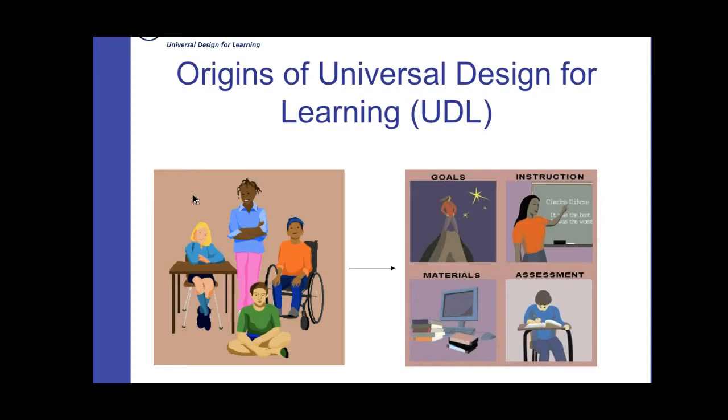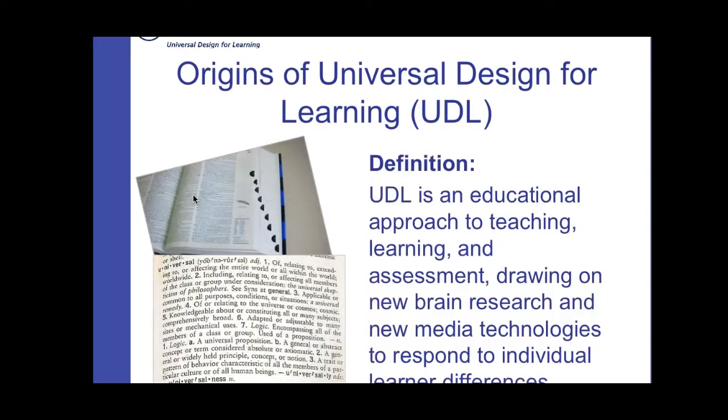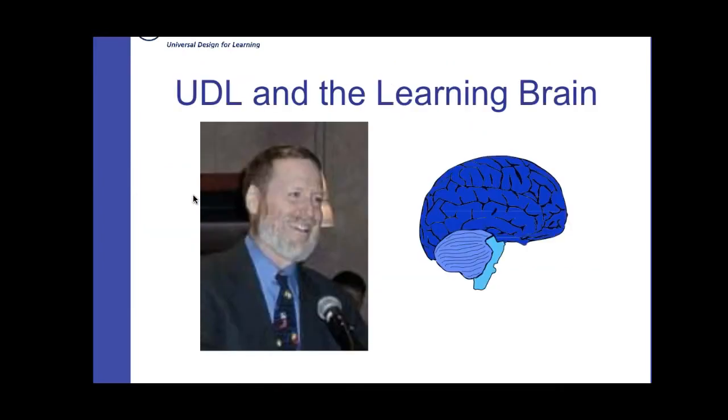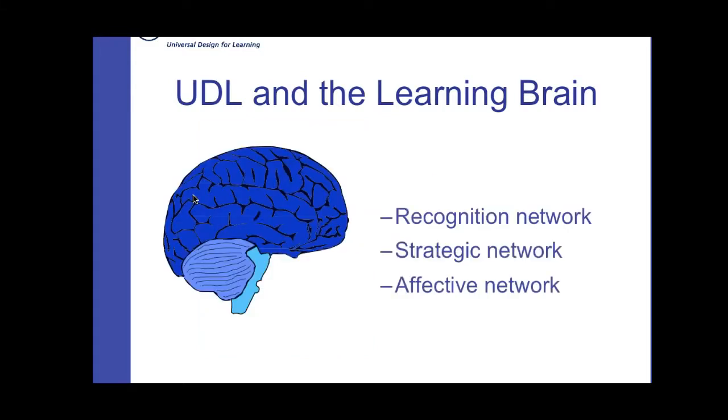Unfortunately, we are not given any tools to meet the needs of all those different learners. So let's walk this through a little bit so I can help you start seeing in your mind how this works, and more importantly, how technology plays a role in it. So let's go back. They brought this up in the video, but let's do it again. There are three parts of your brain: the recognition network, the strategic network, and the affective network.